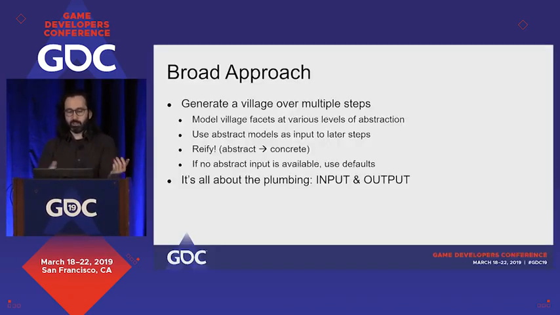So our broad approach, what are we going to do? We're going to be generating a village over multiple steps. We're going to be modeling village facets at various levels of abstraction. The earlier steps are going to be more abstract, and then we're going to be using those abstract data models as inputs into the later steps where we reify them, where we make them more concrete. Conversely, if we get to a point where we have to make a concrete decision and there's no abstract input available, we're going to use some defaults.